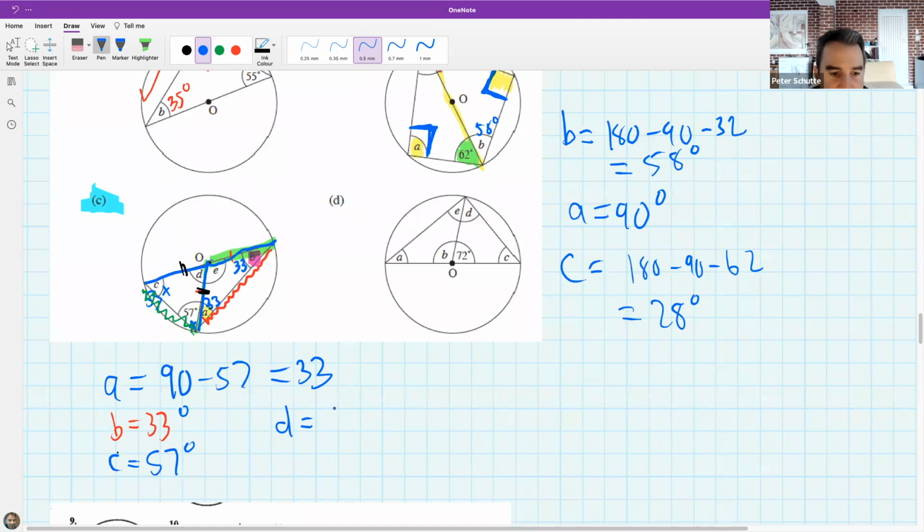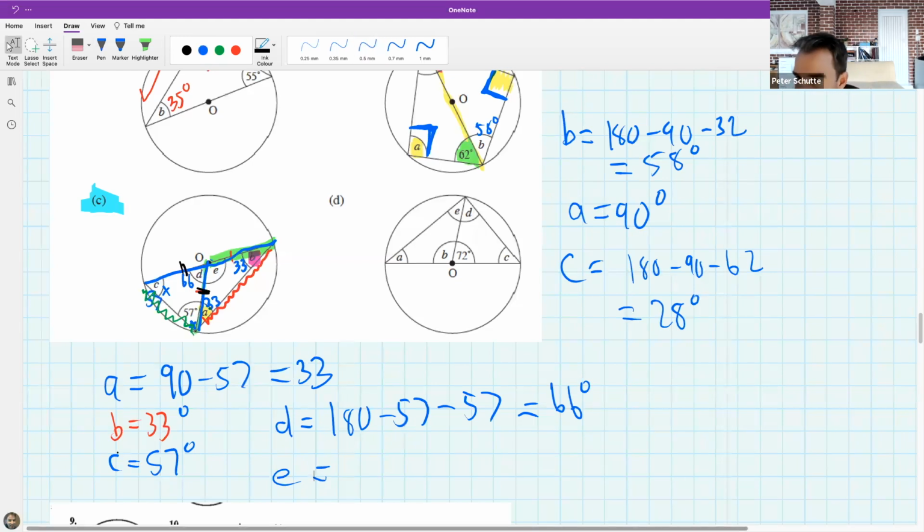Thank you. So D is going to be 180 minus 57 minus 57, because there are two 57s here. And so we get 114, so we get 66 degrees. Sorry, I'm doing that in my head. So this is 66. And then what is E going to be? Paul, let's go to you.